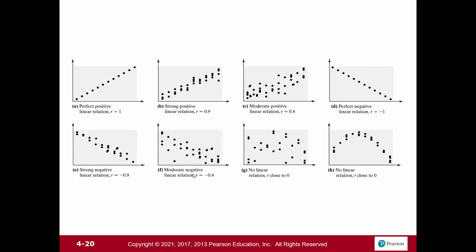A moderate negative linear relation is roughly negative 0.4, negative 0.5. That's where it's kind of moderate, where we do see a distinct pattern. So 0.4 and negative 0.4 is where we're starting to get a somewhat stronger type of value.